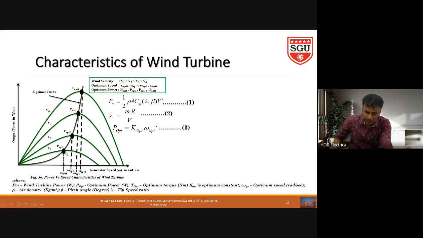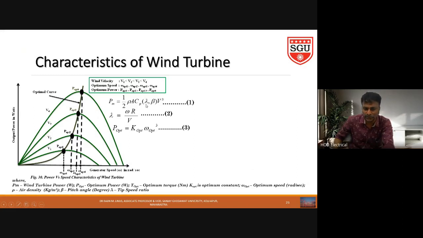For the particular wind velocity, if we run the wind turbine at the particular optimum speed, omega optimum 1, automatically lambda will be optimum. Since lambda only varies with respect to omega, lambda will be optimum. Already we know Cp is only a function of lambda, and beta is already optimum at 0. Therefore, Cp will be optimum.